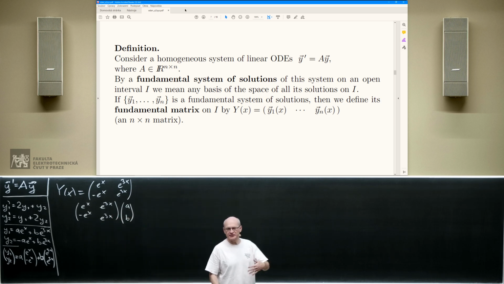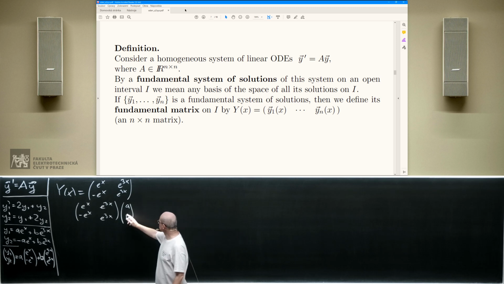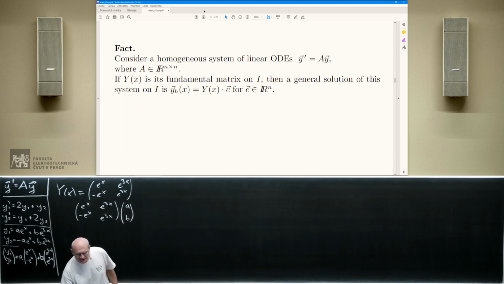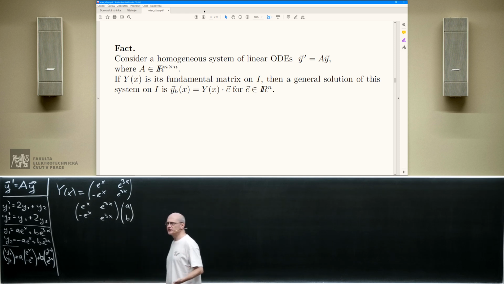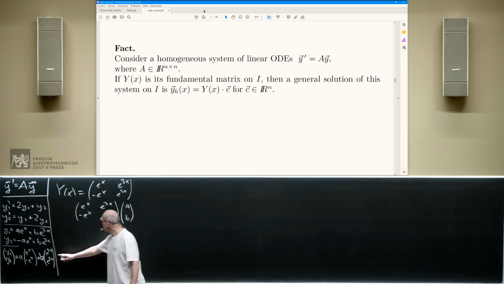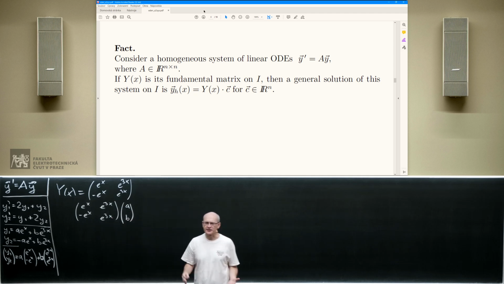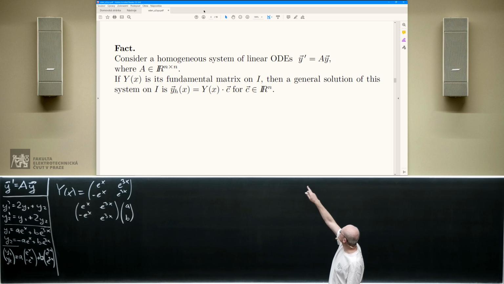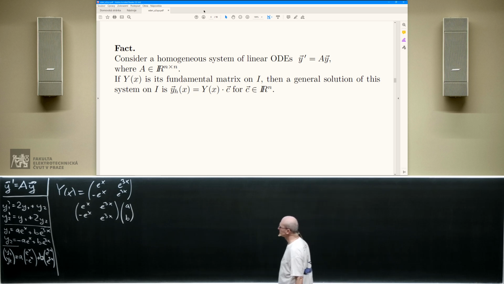So from the standpoint of abstract mathematics, this convenient matrix notation is very nice. This is very useful. It will come handy later on. So that would be our first fact. Nothing really deep. We just look at the formula for the solution and notice that it can be written in such a nice compact form. So that's the formula at the very end. Y(x) times c, where c is some constant vector.